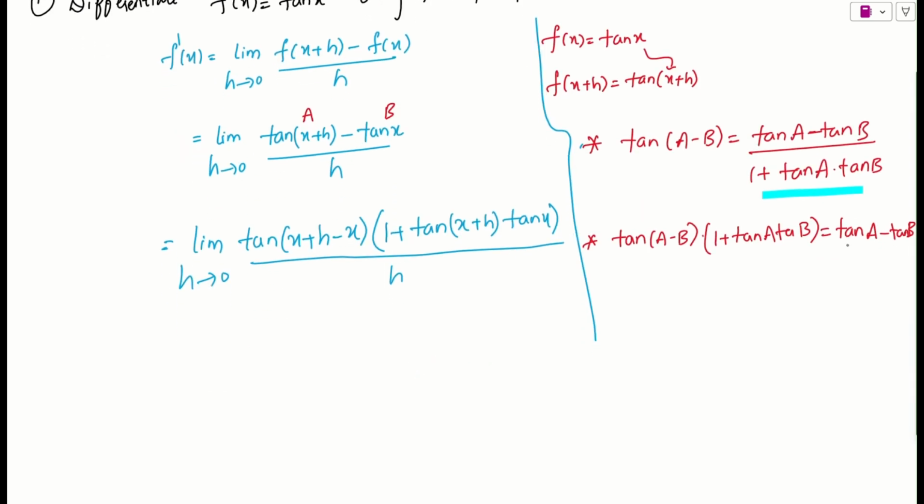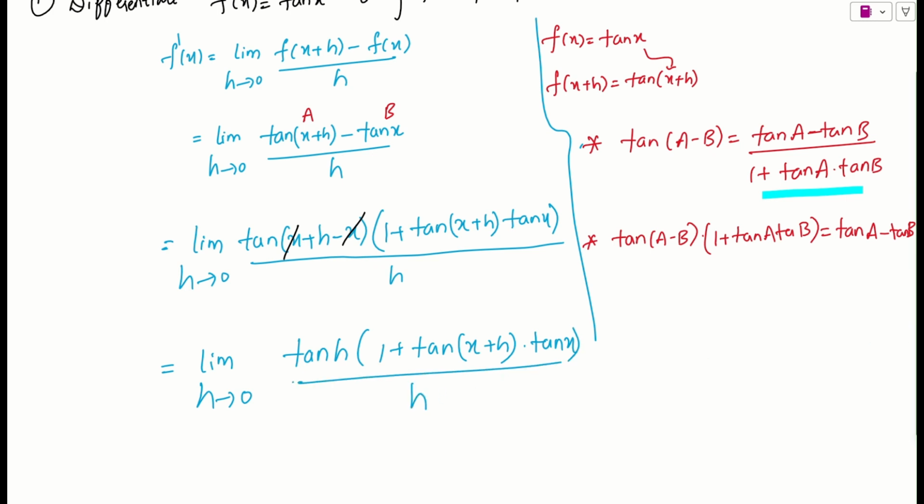From this, what I can say, if you consider properly, the x I can cancel, simply remove it, right? So now what I can say, this is nothing but limit h tends to 0. This is actually a multiplication, let me write it down. This is tan h, and this will be 1 plus tan(x plus h) into tan x, by h.